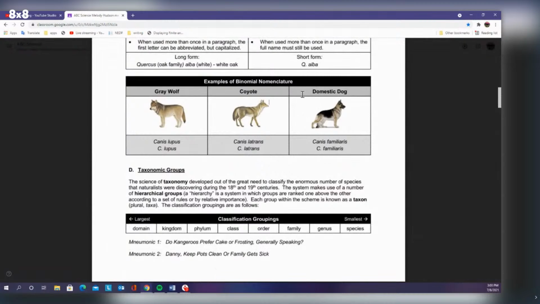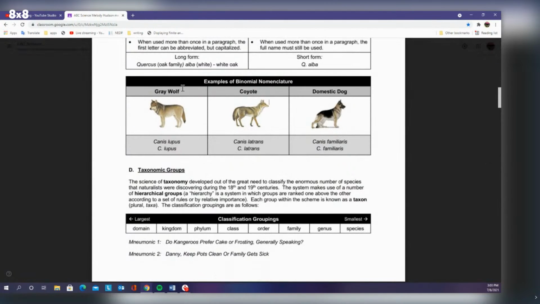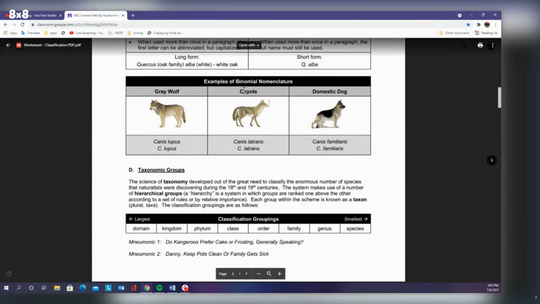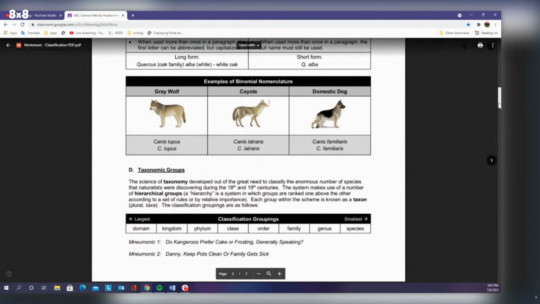which has been domesticated for thousands of years. We've had dogs as house pets going back to ancient times. So you have Canis, they all belong to the Canis genus. But then we have lupus, which is a wolf, latrans, which is a coyote, and familiaris. Canis familiaris is a house dog, right? How do we remember?